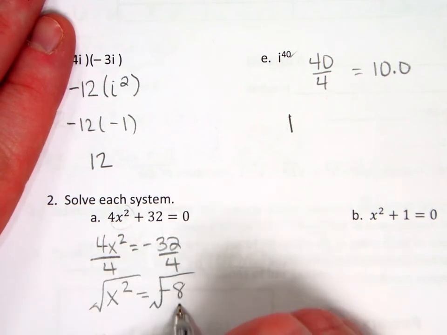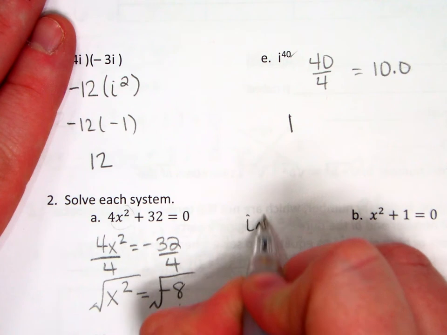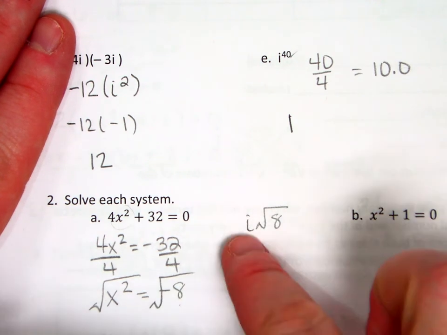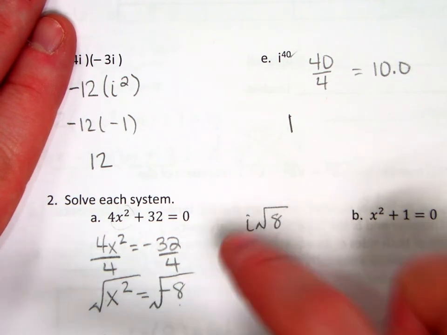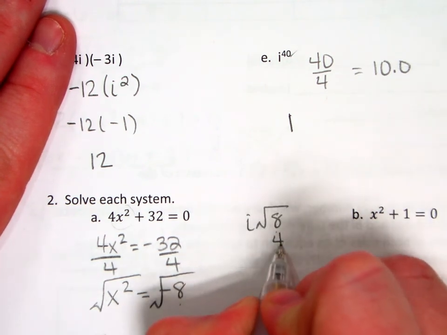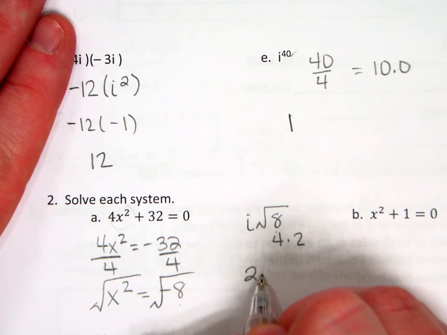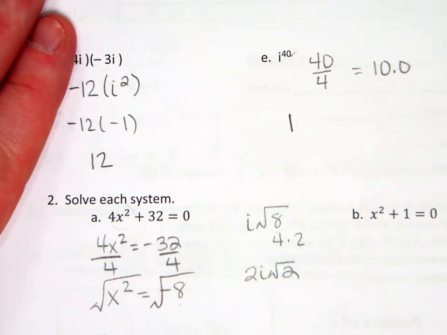Take the square root of both sides. I'm going to simplify this out. So before I start, I'm going to have i square root of 8, because I'm going to pull out the negative. Negative is i. Break this down: this is 4 times 2. So I'm going to have 2i root 2.